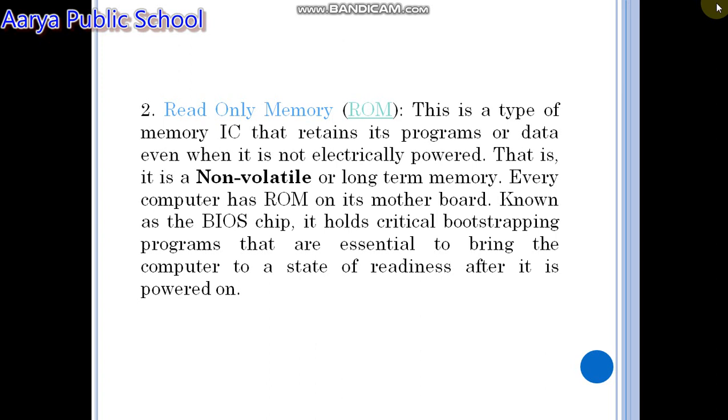Now you understand RAM and ROM, the two primary memories of a computer system. Okay, this is the second video. We stop here. In the next video, we will learn about secondary memory. Okay, thank you.